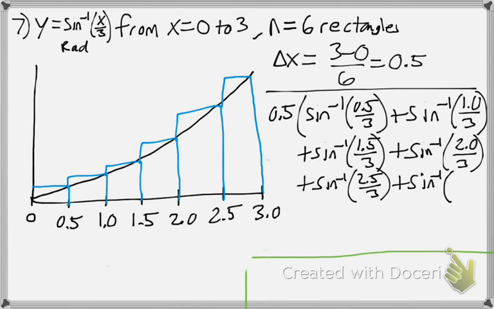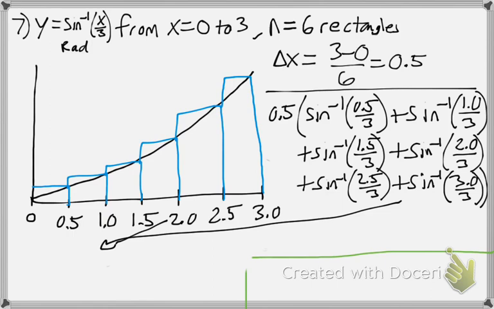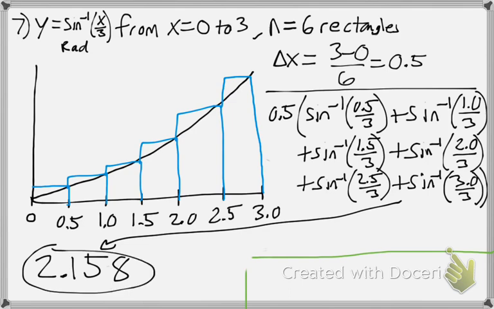And we don't want to round every time because that would be way too much rounding. Okay, so if you add these all up and multiply by 0.5, then your answer should be 2.158, which is an overestimate because all of this areas here are above the curve and we're overcompensating.